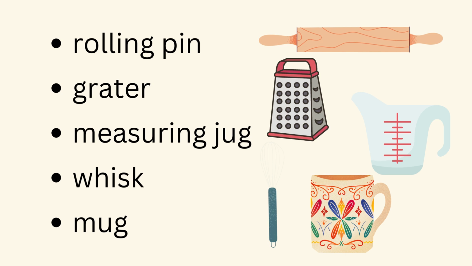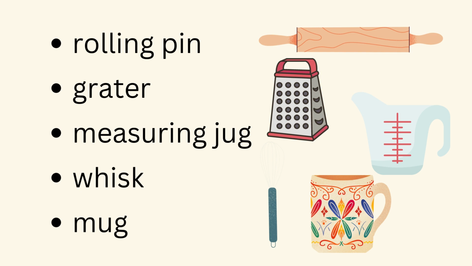Now let's move over to the next set of words. Our first word is rolling pin. This is a cylinder, which is wood, used to roll out dough. Here's an example sentence where we use rolling pin. You need to roll the dough and use a rolling pin.